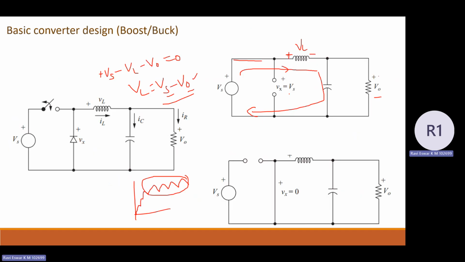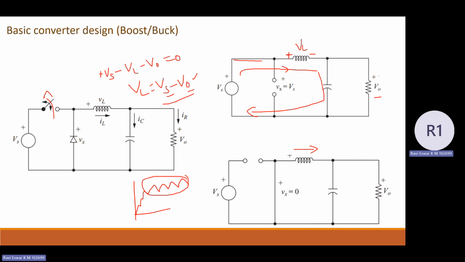Now let us write the KVL equation again when the switch is turned off. When the switch is turned off, you can check here, the inductor current direction is in this manner.